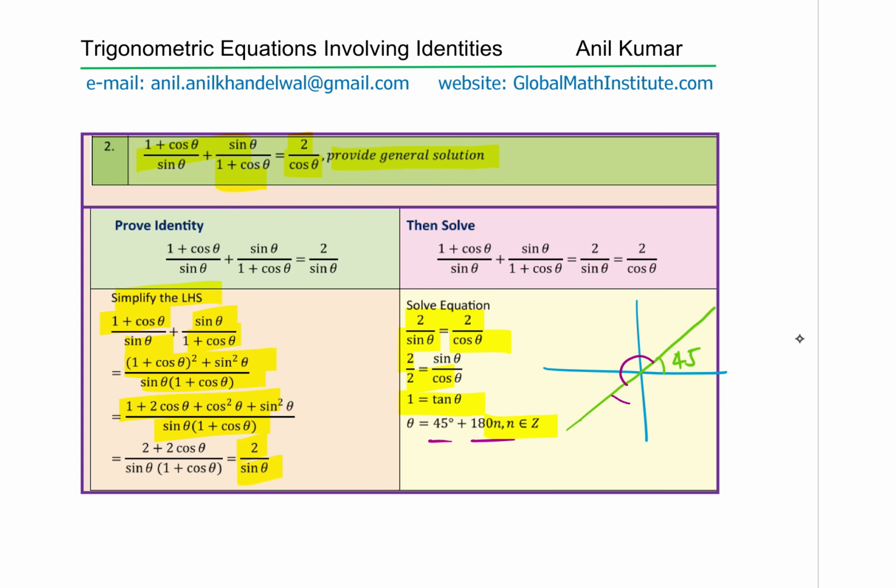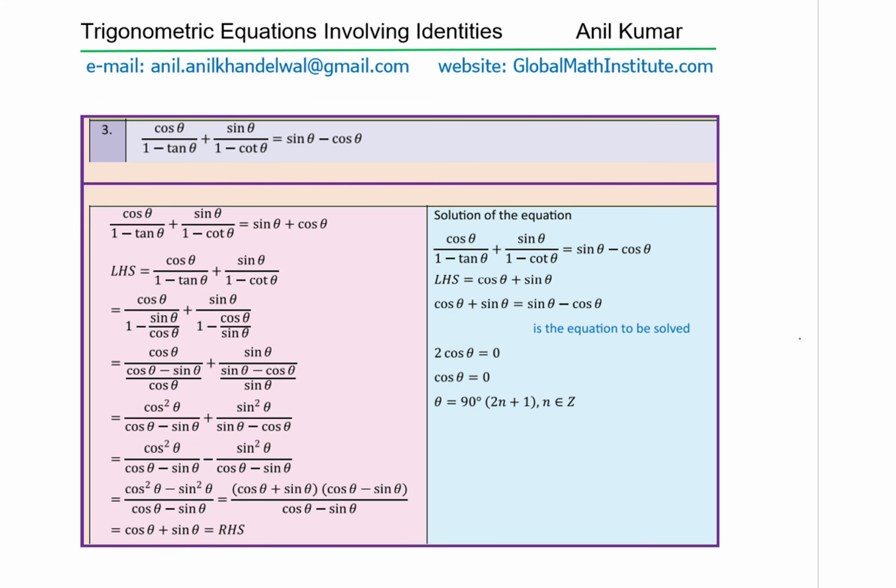So, and also it has a period of 180 degrees, and that gives us the solution 45 degrees plus 180n. So every 180 degrees you just keep on coming and you get all your solutions which will lie in quadrant 1 and 3. Correct? So those are the strategies to be adopted. I've already dealt with you these two questions. Now here is the third one, which is cos theta over (1 minus tan theta) plus sin theta over (1 minus cot theta) equals sin theta minus cos theta.